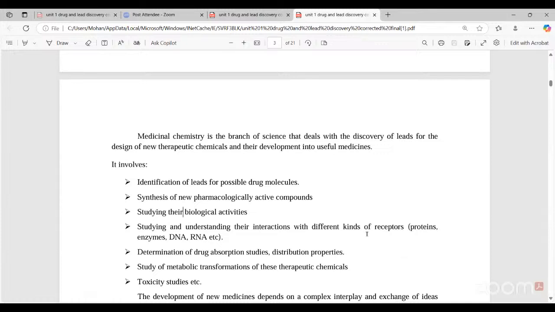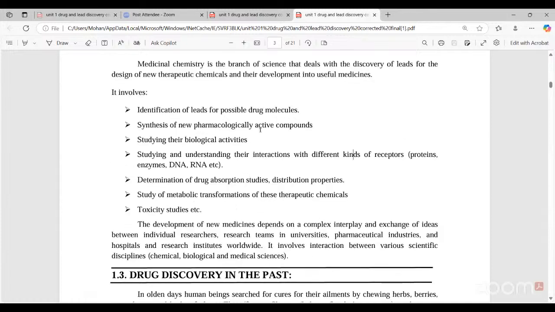So receptors, means we have a variety of receptors like proteins, enzymes, DNA, RNA. So nucleic acids, DNA, RNA, these are the nucleic acids. They are also acting as receptors here. And determination of the drug absorption studies, distribution properties here. Okay, like the ADME properties, and study of metabolic transformation of these therapeutic chemicals and toxicity studies here.